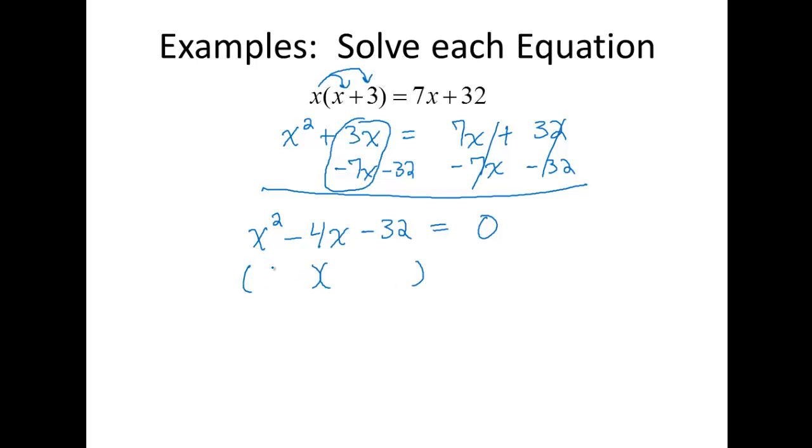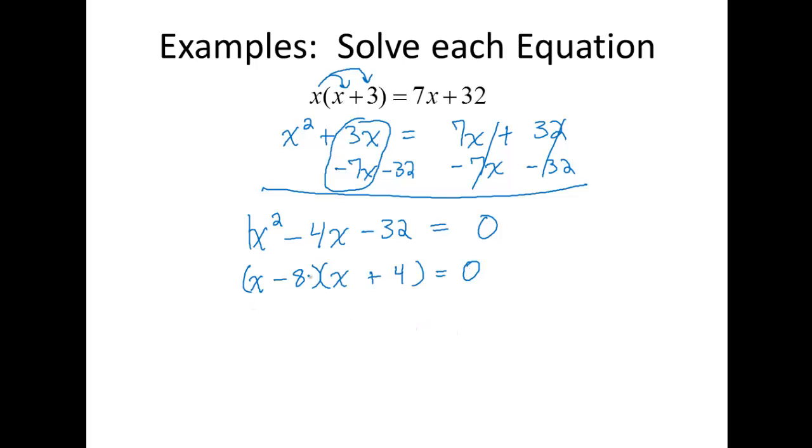There's no GCF. There's a 1 in front of the x squared, right? And so I'm going to put an x here and an x here. Two numbers that multiply to give us negative 32, but add up to negative 4. A negative 8 and a positive 4 will work for that situation.